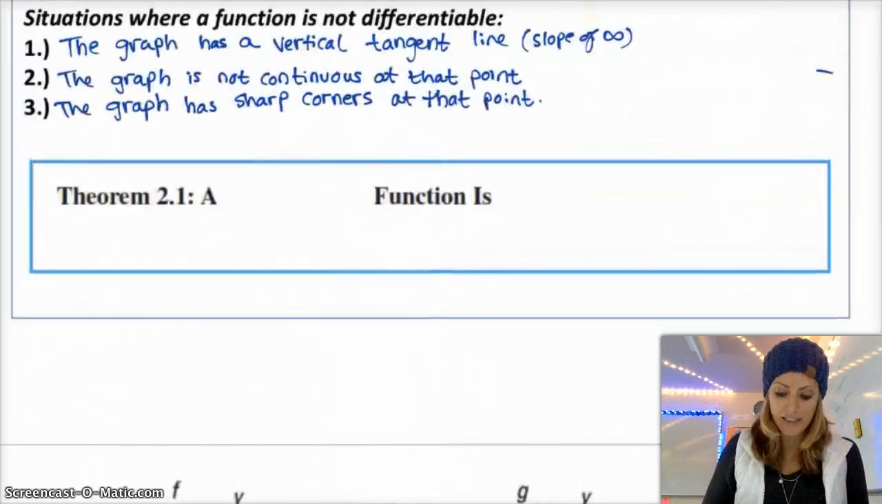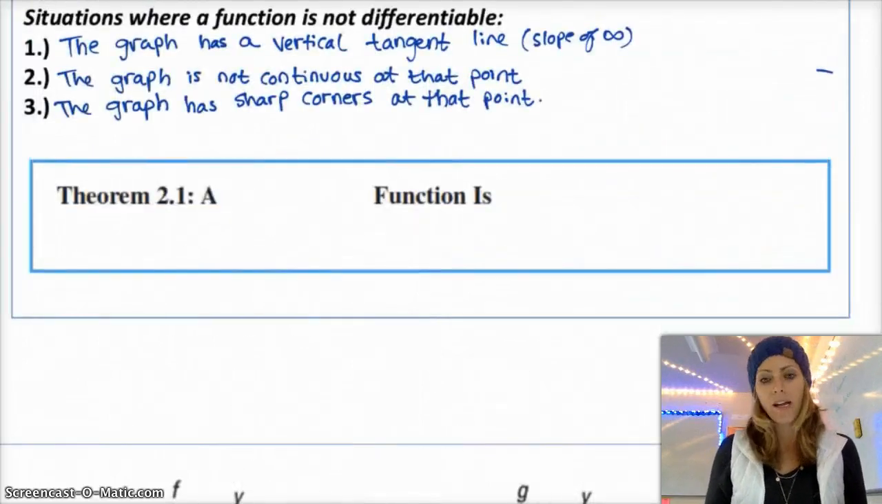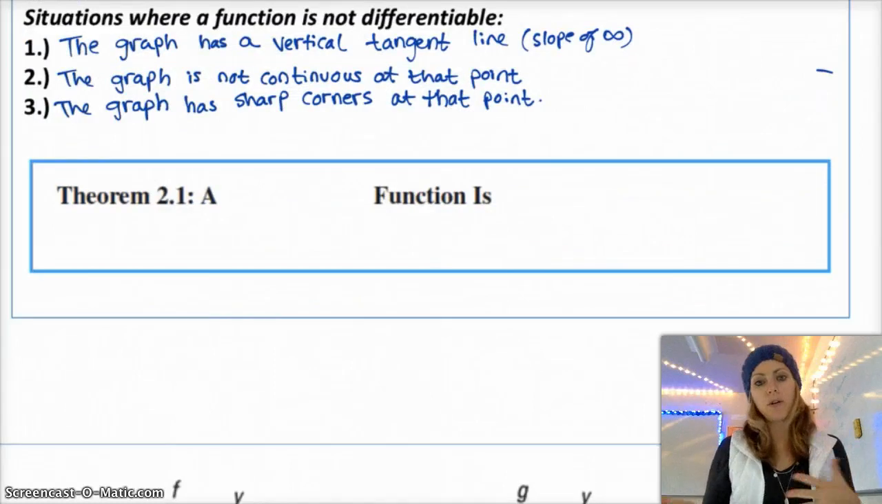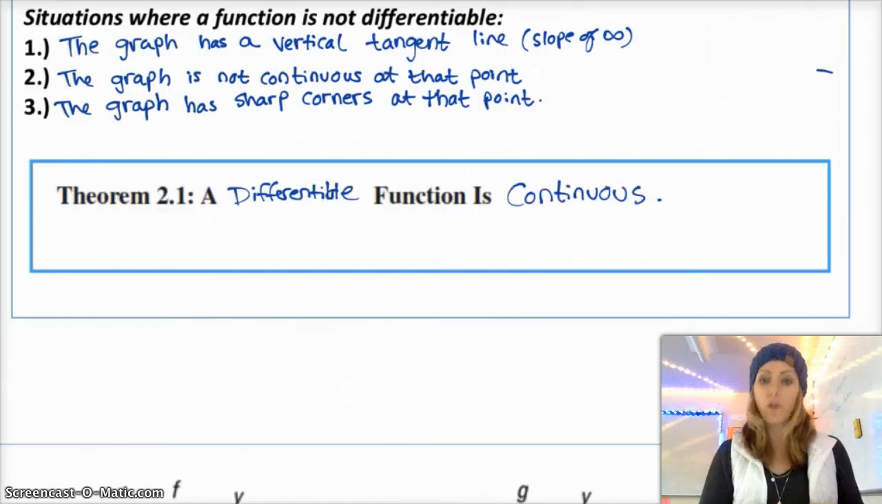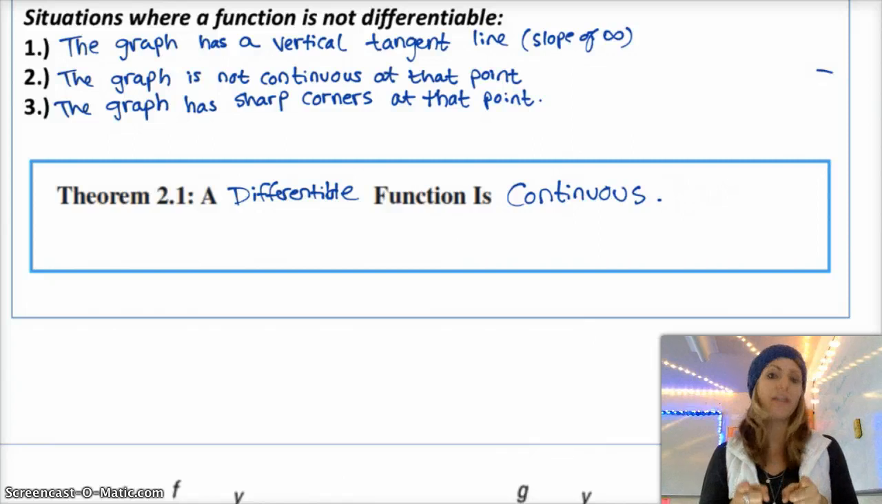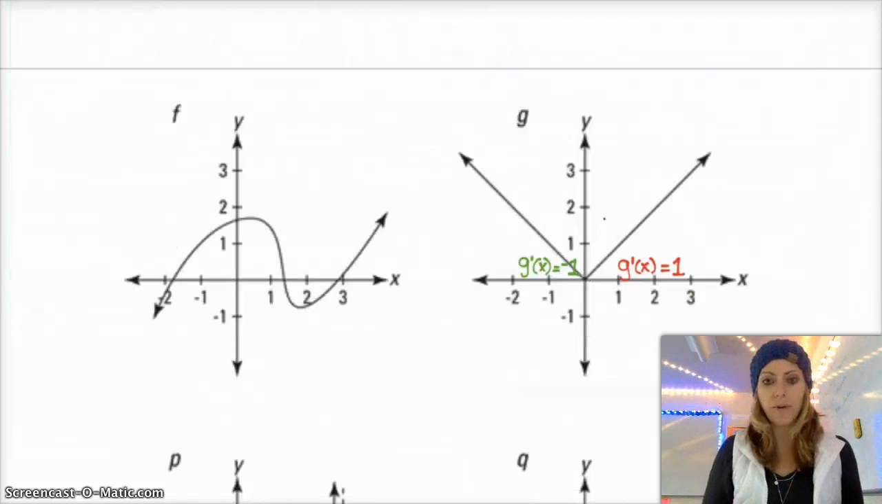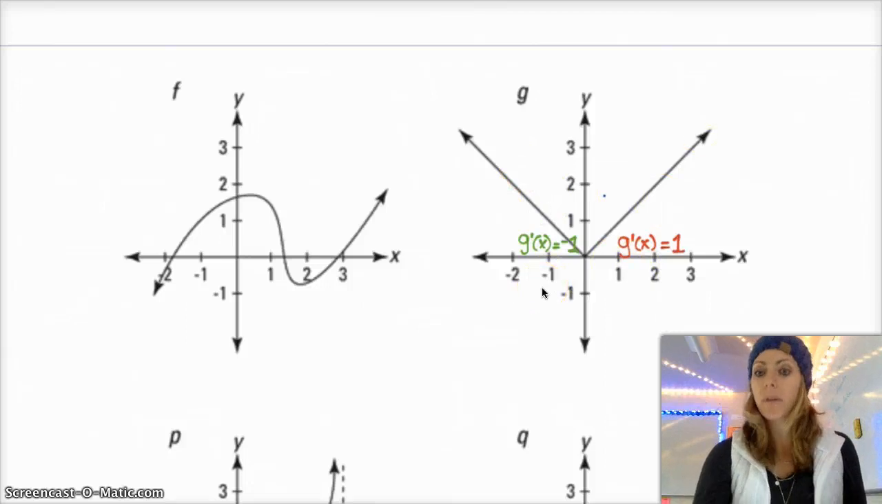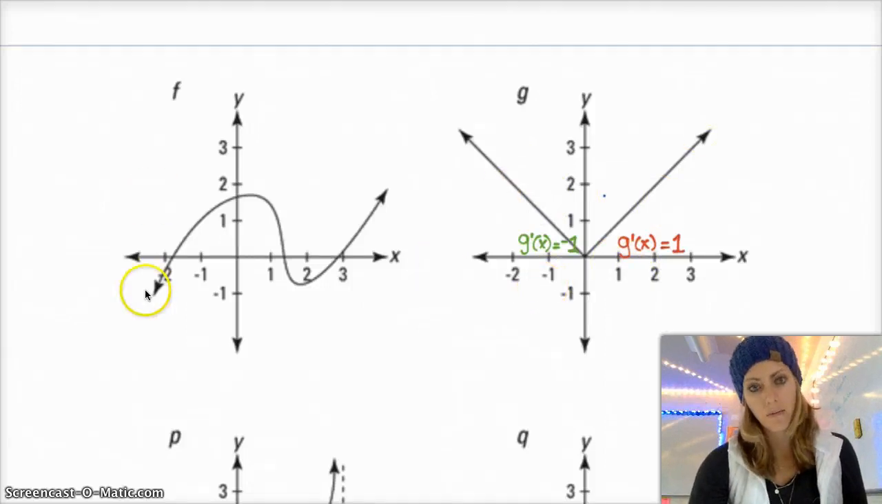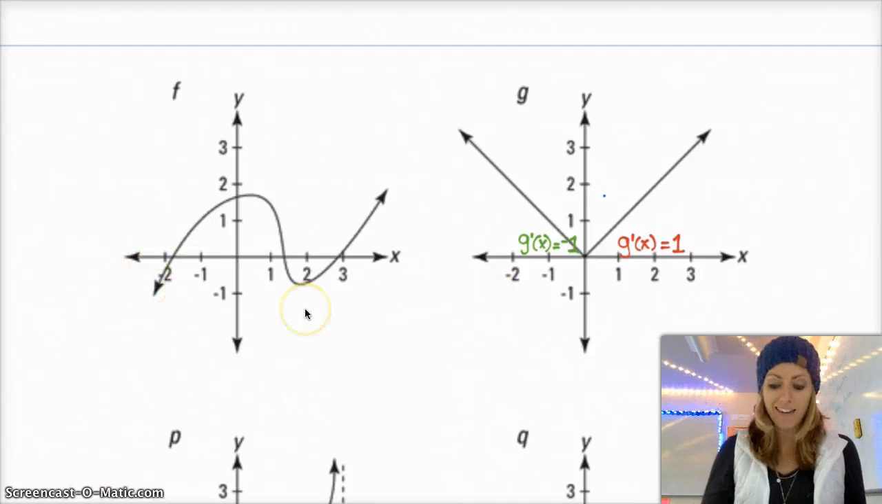The last thing is Theorem 2.1, and it's pretty self-explanatory: if you have a function that's differentiable everywhere, it has to be continuous. So if you know a function is differentiable, it has to be continuous. But not every continuous graph is differentiable. Case in point, g of x. This is continuous but not differentiable. But if you know it's differentiable, you know that it has to be continuous. And that's pretty much it.